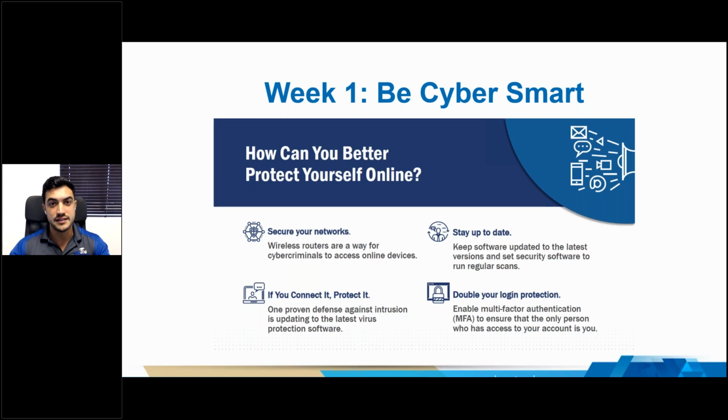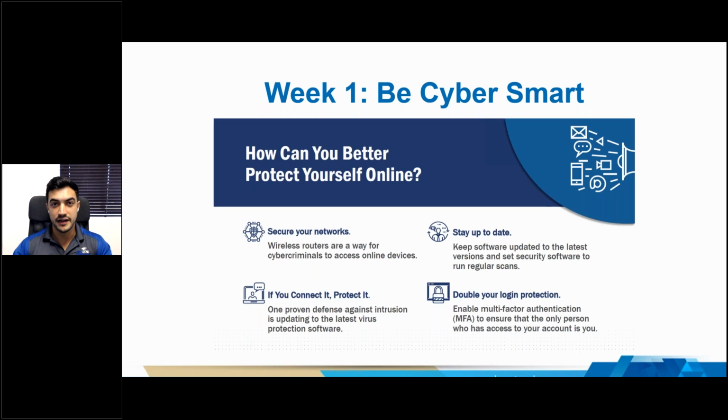So if your antivirus software doesn't have the latest understanding of the latest malware or viruses out there, you can have that antivirus software and still become infected because it's been out of date and it doesn't know how to stop that virus. So always make sure you update your antivirus software as well. You could even take the 1 or 2 minutes it takes to just select automatically update, so that it's continuously updating itself. Then double your login protection.